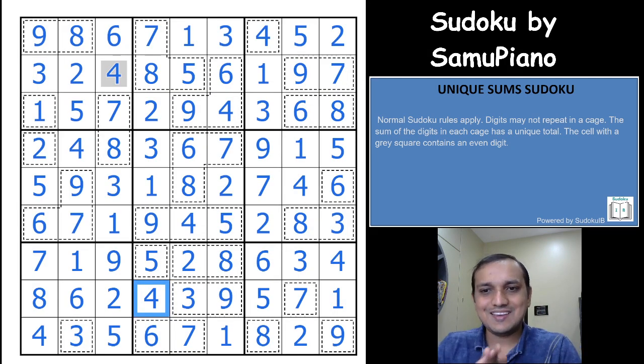Wow, guys. What an amazing Sudoku this is. I must say, I have created one unique sum, but this is way better, far better than what I have created, and this is really an amazing Sudoku. Hats off to the author. I really love this variant here, and the way the Sudoku flowed was really smooth. Thanks a lot for such a wonderful Sudoku, SamuPiano. I really enjoyed this Sudoku. I can say that it couldn't have been better.